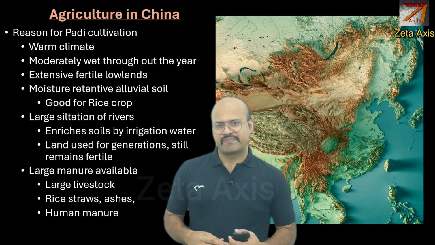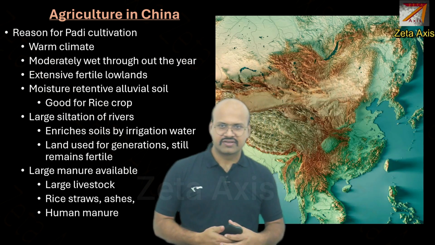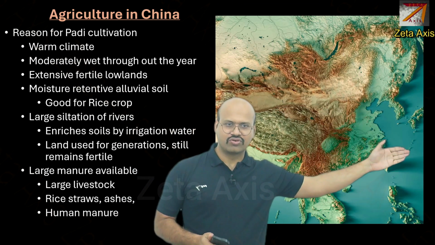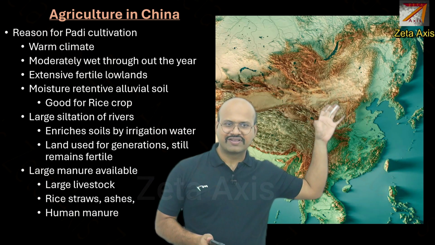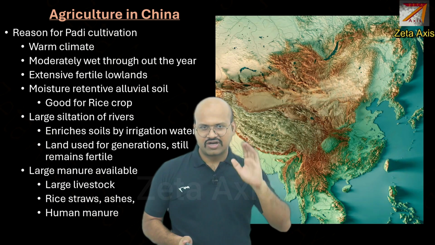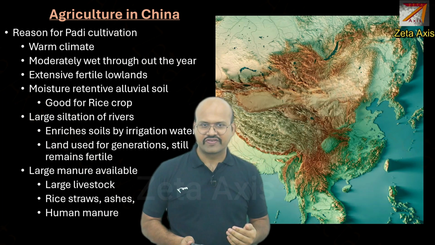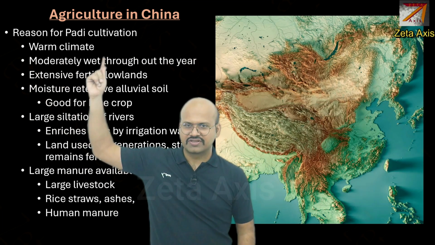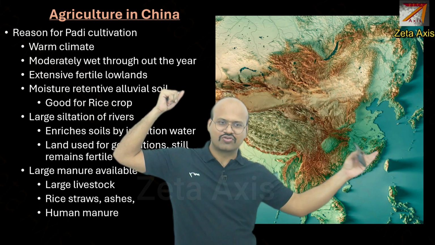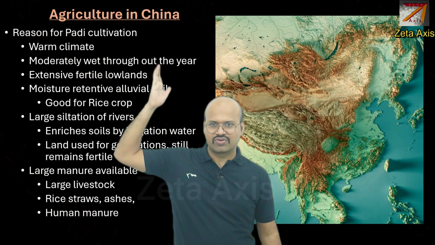Then why is paddy cultivation done in such a large amount in China? If we see, China has a warm climate. All these regions we have seen are closer to the oceans. Therefore, the moderating effect of the oceans keeps the temperature in the adequate range. That is, it is not very hot in the summer and not very cold in the winter. So warm temperature, moderately wet throughout the year. We have seen that the winds blowing from the ocean towards the land bring rainfall. Therefore, it is evenly distributed throughout the year.